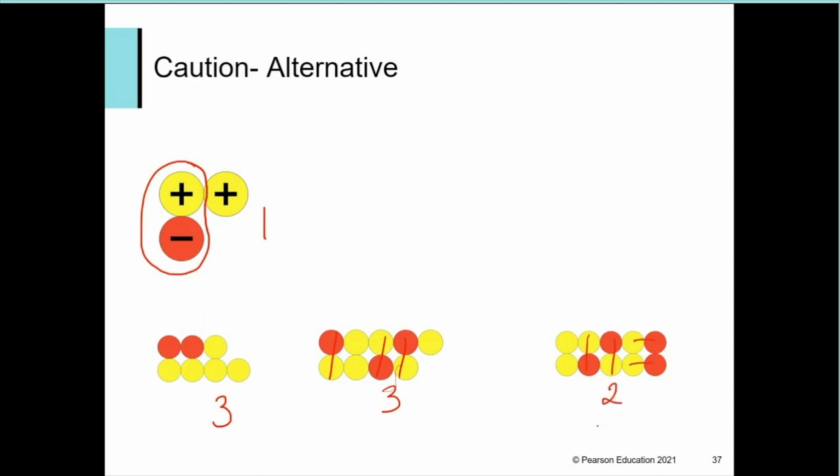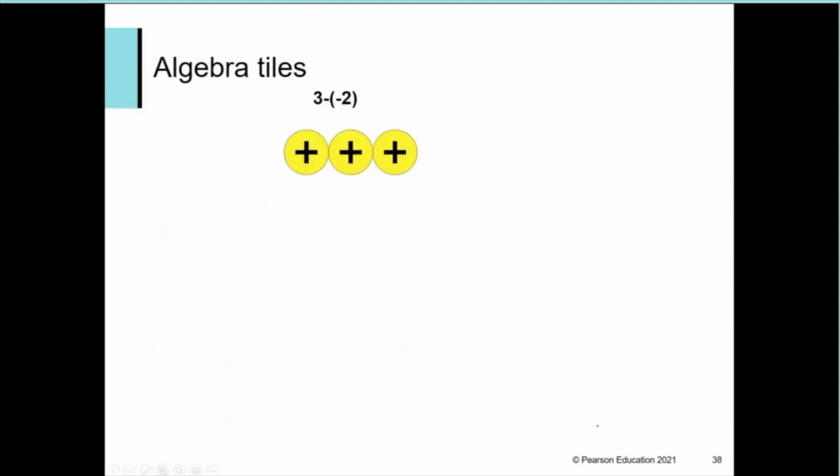So you build up for quite a while, building up about how you manipulate with those counters, what those numbers mean. Now, if I wanted to do the calculation 3 minus 2, 3 take away negative 2, well, I don't have any negative 2's to remove. I can't physically take away what I don't have.